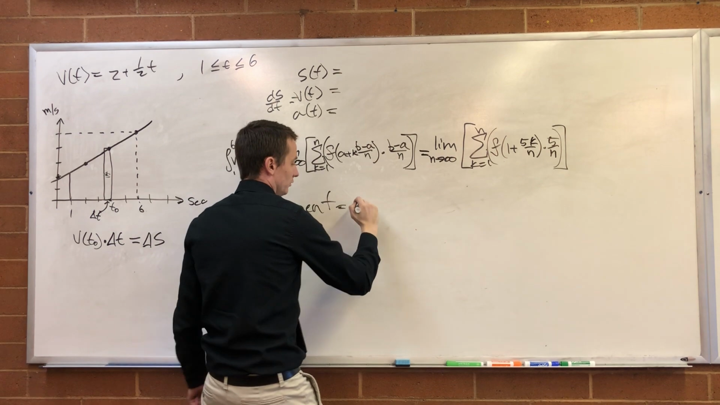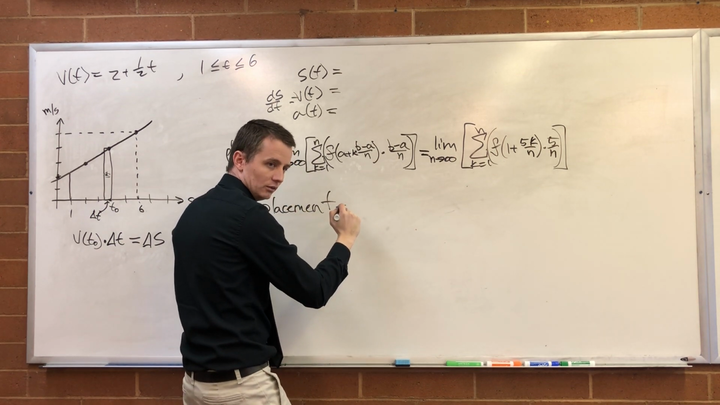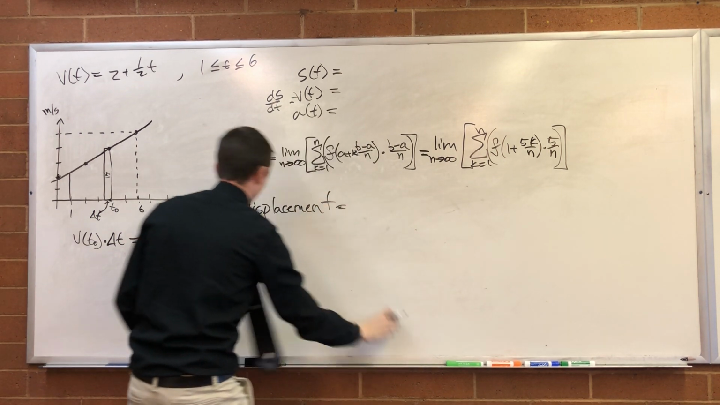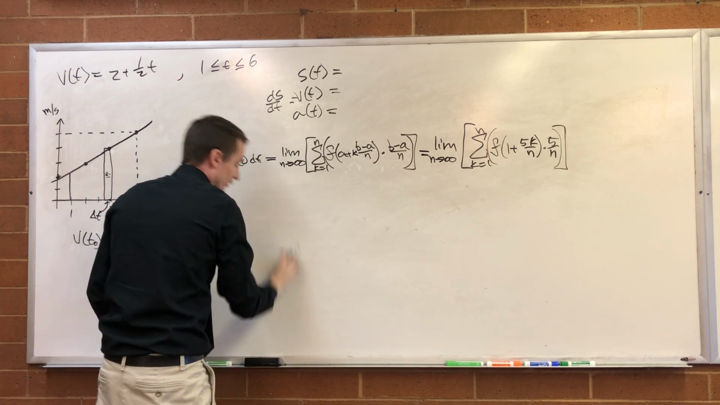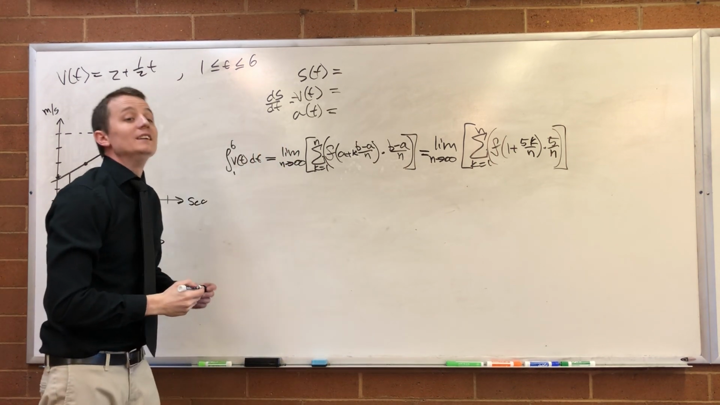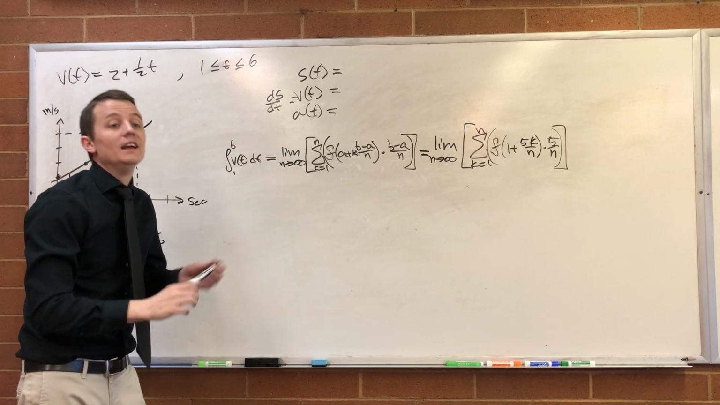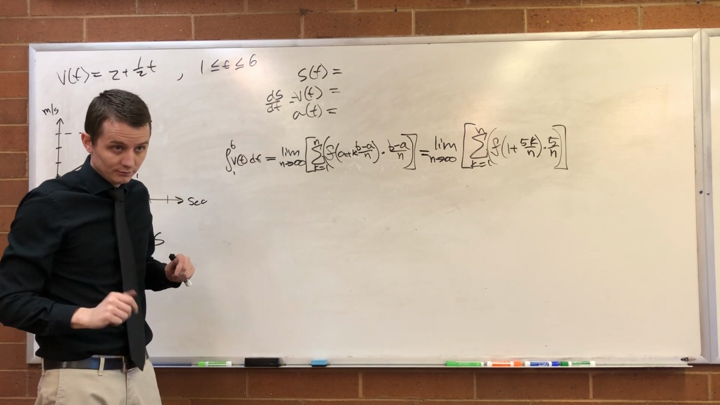So, displacement is equal to velocity times time. I'm not going to write all this out, I can just say it. Displacement is velocity times time. Distance is speed times time.